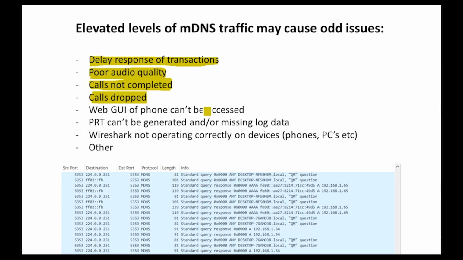Web GUI of the phone can't be accessed. PRT, problem report tool, can't be generated and/or is missing log data. Wireshark not operating correctly on devices, phones, PCs, etc.